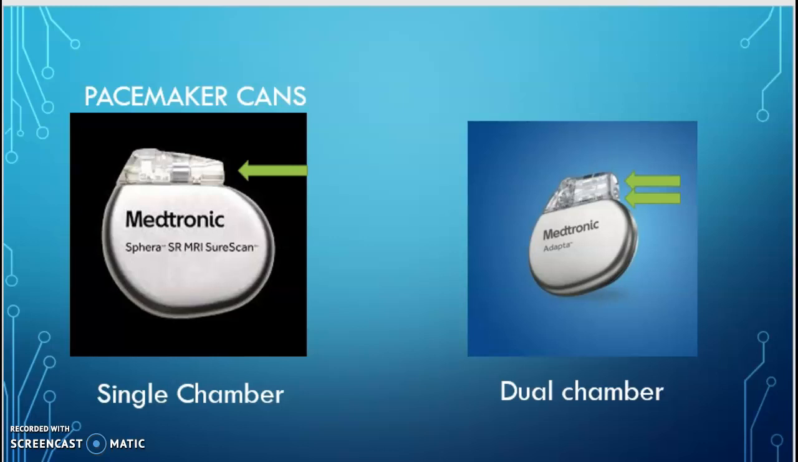The arrows right here show where they're inserted. As you can see, this is a single chamber in the can. This is what we call a header. You put the one lead right in there. And in here we have the same device, but instead there are 2 ports for the atrial lead in the top and the ventricular lead in the bottom.